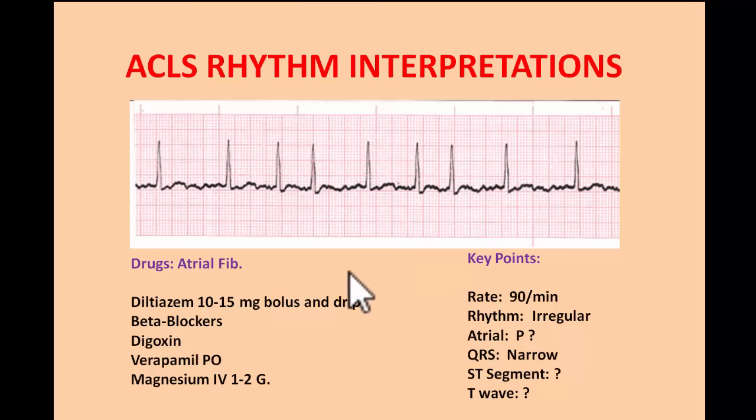And of course, in an acute situation, we would definitely check electrolytes such as potassium and magnesium and correct those electrolytes to minimize the effect of arrhythmias on the target organs.